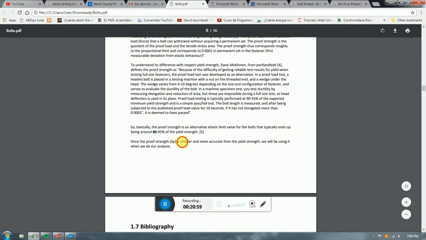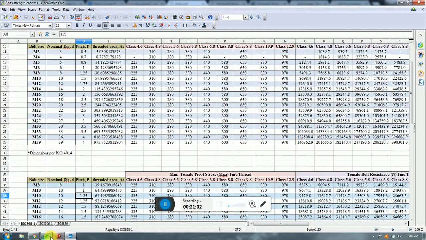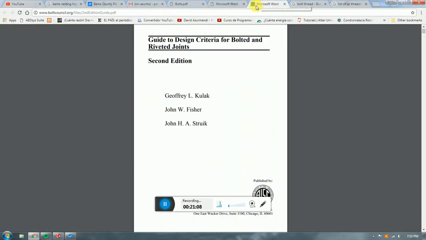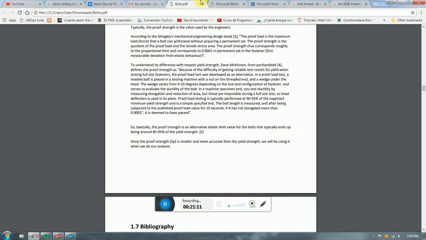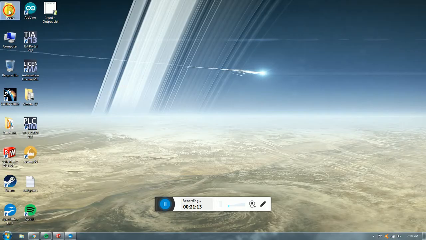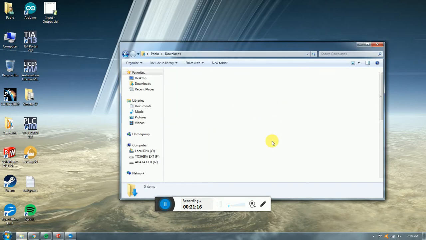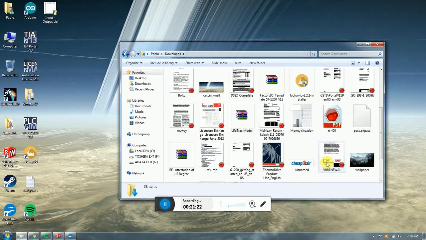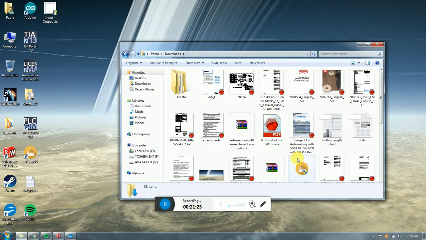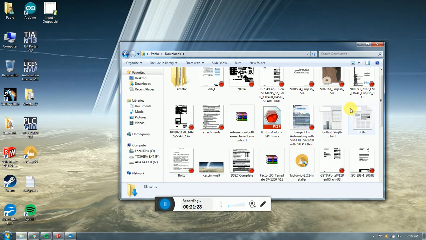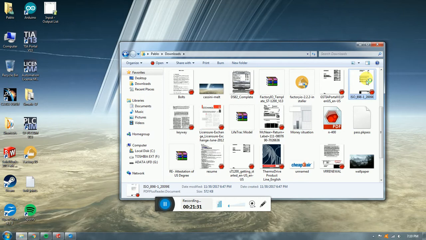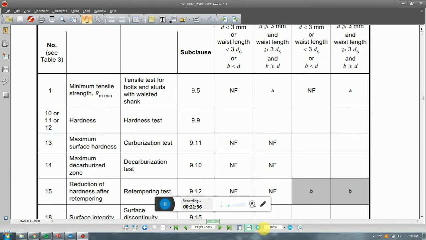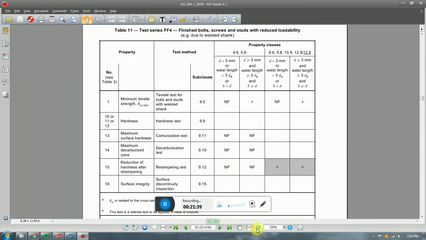So in a lot of standards, for example the 898-1 we just saw, sorry, I'm trying to find the standard. Here it is. Based on that standard, they give you the proof load, which as I said, proof load and proof stress pretty much is the same thing using the area that we just explained before.